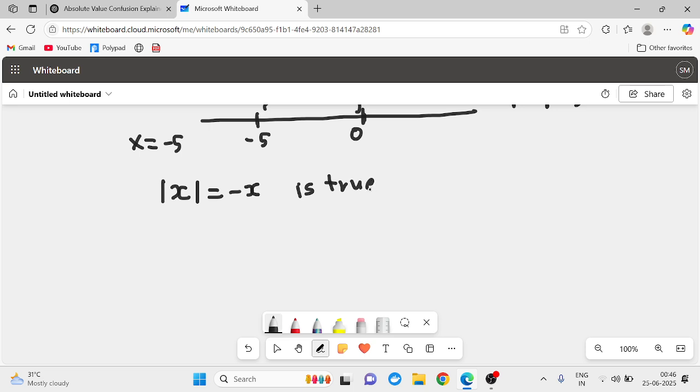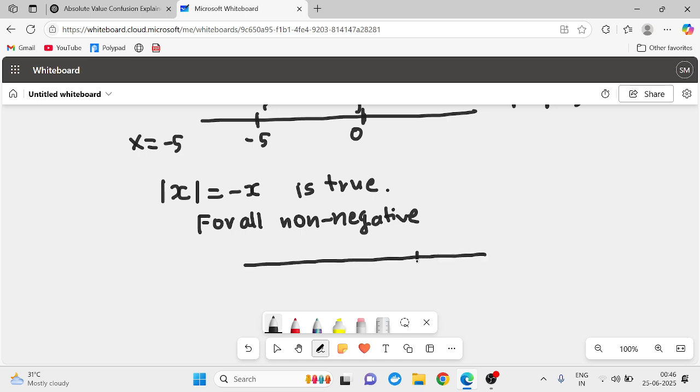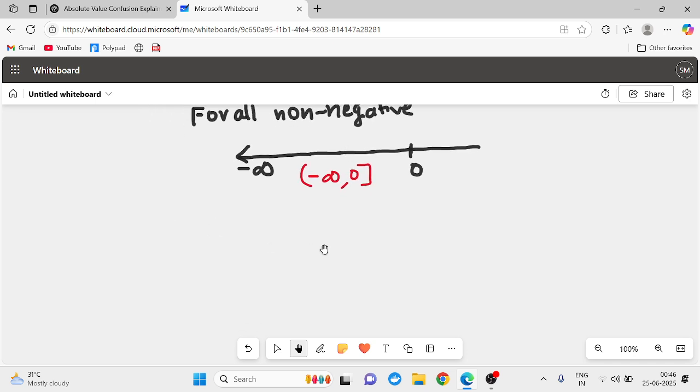It's not that it's not true, it's true. For which values of x? For all non-negative values. I'll plot a graph so that you understand the values better. Suppose here is 0 and here is minus infinity. So it is from minus infinity to 0, where 0 is closed. I hope you get to understand how we are doing it. Now we'll do a few more so that we'll have a better idea.